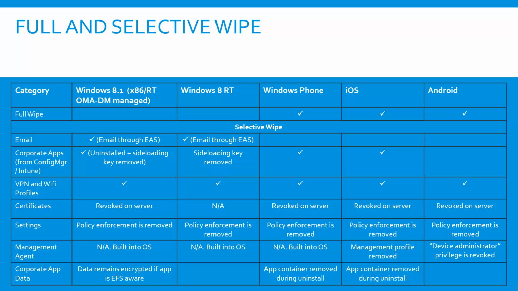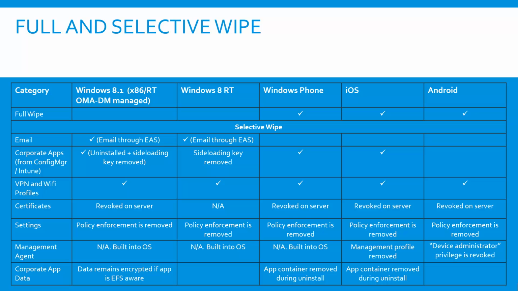And again, going back to this whole difference between full and selective wipe. The full wipe is available on any type of Windows Phone, iOS or Android. It's not available on a full-fat Windows 8.1 device or Windows RT device, because it's hard to do a selective wipe on a full-blown Windows client. We can, however, start to do selective wipe across the entire range of devices.